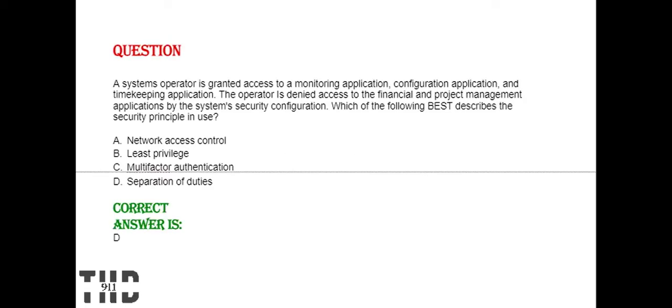A system operator is granted access to a monitoring application, configuration application and timekeeping application. The operator is denied access to the financial and project management applications by the system security configuration. Which of the following best describes the security principle in use? Option A, network access control. Option B, least privilege. Option C, multi-factor authentication. And option D, separation of duties. The correct answer is option D.